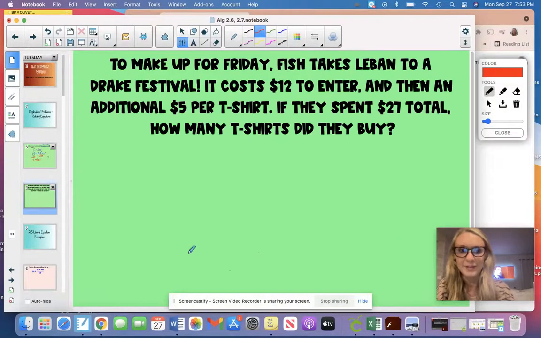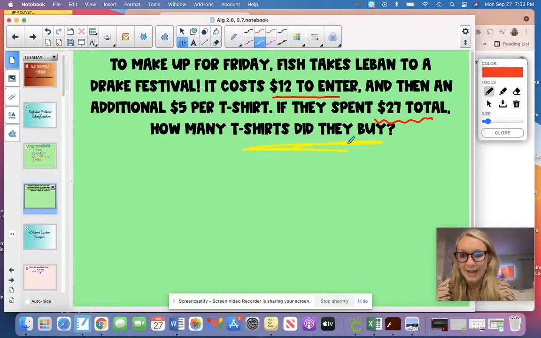Moving on. Okay, to make up for Friday, Fish takes LeVan to a Drake festival. Fun times. It costs $12 to enter. So it's like a flat fee just to enter the festival, $12. And then an additional $5 per t-shirt. If they spend $27 total, how many t-shirts did they buy?